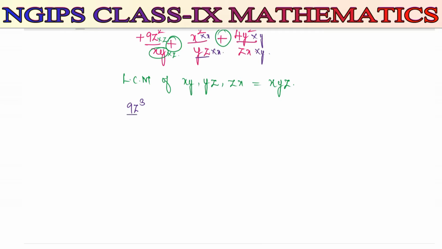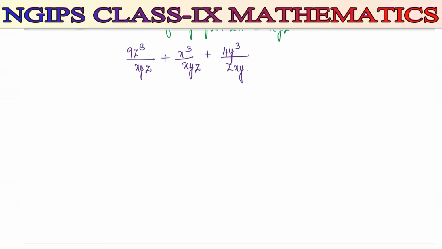divided by xyz plus, and here we have x cube divided by xyz plus, and here we have 4y cube divided by zxy. Okay, now all the bases are the same, so I will write xyz only once. In the numerator, I am going to simplify: 9z cube plus x cube plus 4y cube.